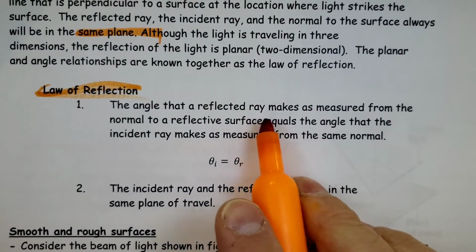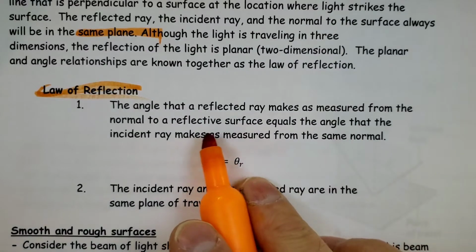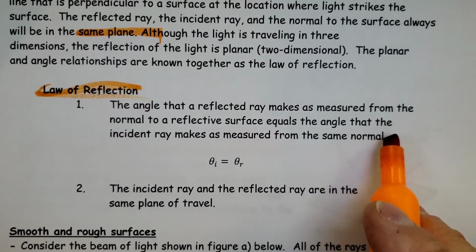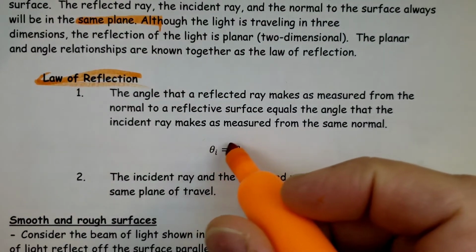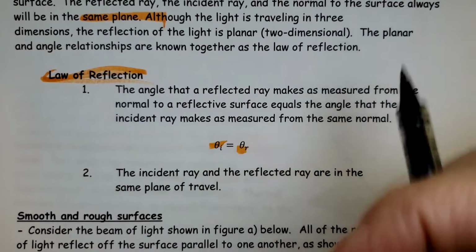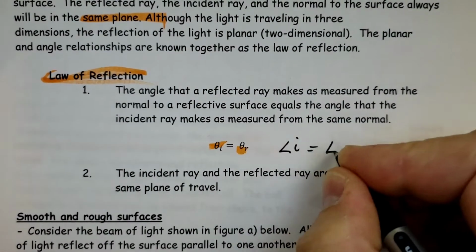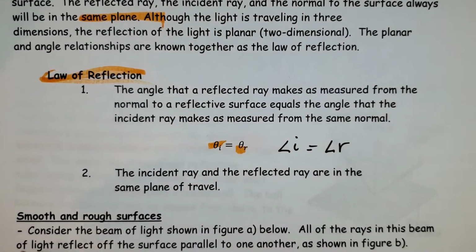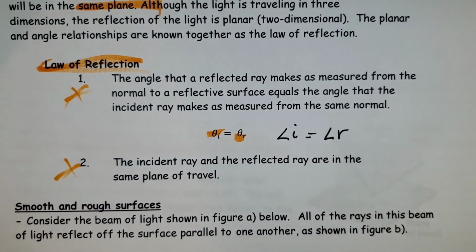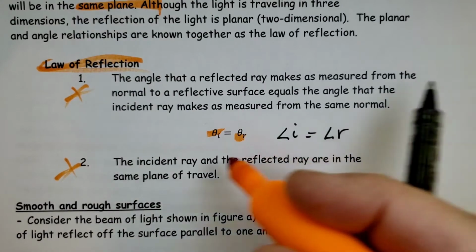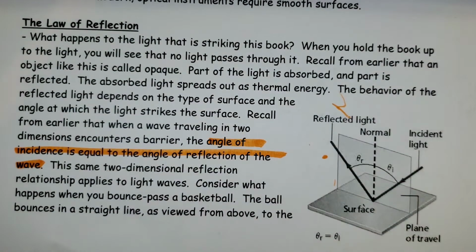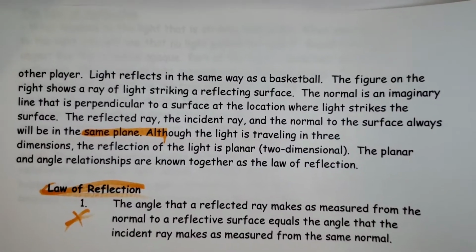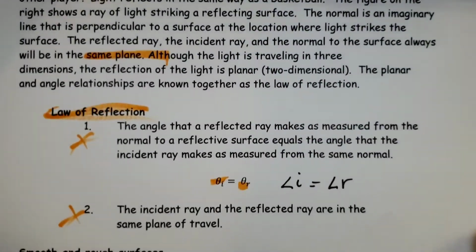The planar and angle relationship are known together as the law of reflection. So the angle that a reflected ray makes, as measured from the normal to a reflective surface, equals the angle that the incident ray makes, as measured to the same normal. So angle i equals angle r. Sometimes I just simply shorten that to angle i equals angle r. And then lastly, they must lie in the same plane. So the incident ray, reflected ray, and the normal are all in the same plane. All right? So we have angle i equals angle r. It works in bounce passes, and also wave reflection and light ray reflection.